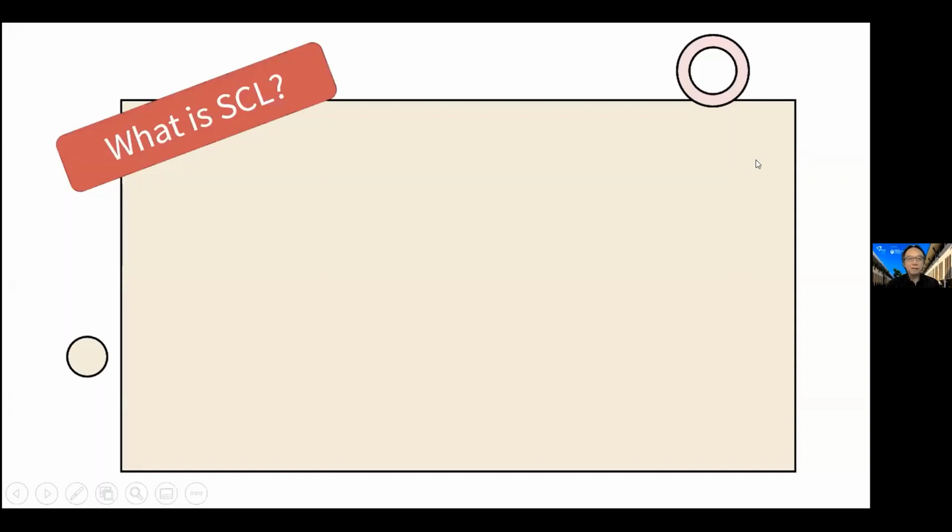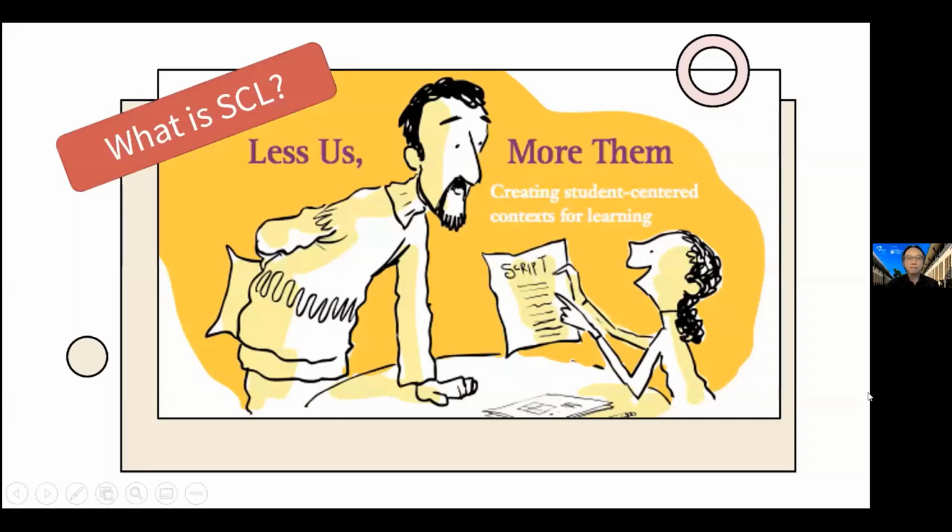Okay, what is student-centered learning in a nutshell? In a nutshell, this is what it looks like. Student-centered learning is about less us, the teacher, doing things, but more opportunities for the students to do all the thinking and all the learning that happens in the classroom. Very, very simple, very briefly: less us and more them.